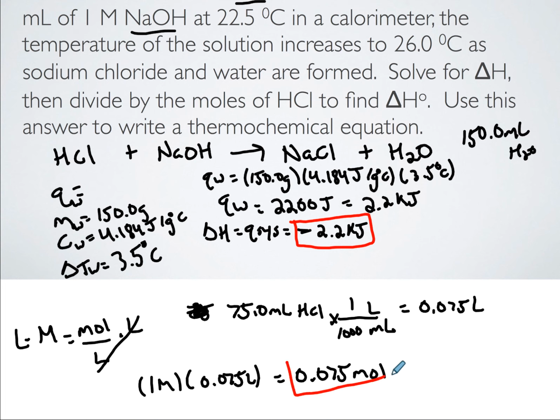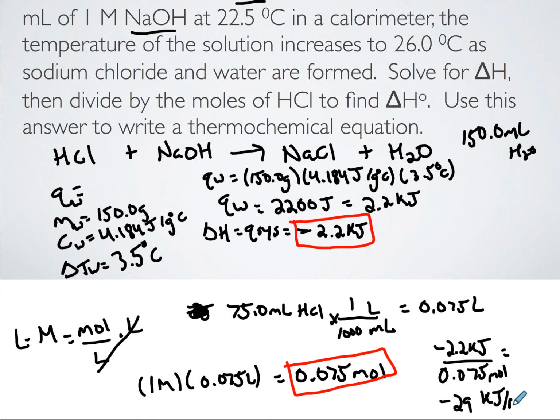So now I have my kilojoules, I have my moles, and my next step will be to bring these together and divide them. So that's negative 2.2 kilojoules divided by the amount of moles that produced that much energy, or took in that much energy depending on what your reaction is. So for our answer here, we have negative 29 kilojoules per mole. So let's think about what this number is actually telling us.